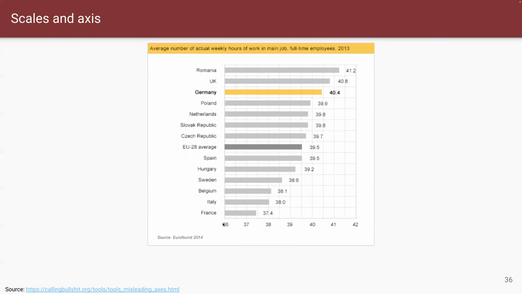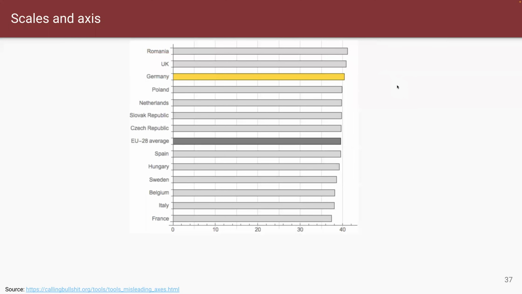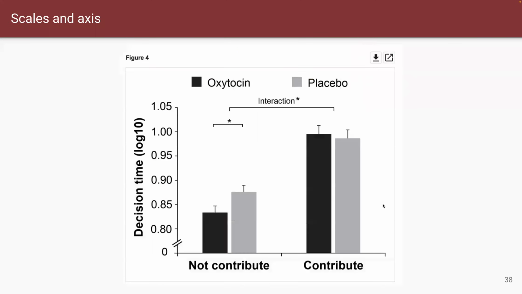So if you put a 0 to 42 scale, 0 hours to 42 hours, then the conclusion will not be the same as you see here. Okay, so this is the way. Romania and France work pretty much the same hours per week.